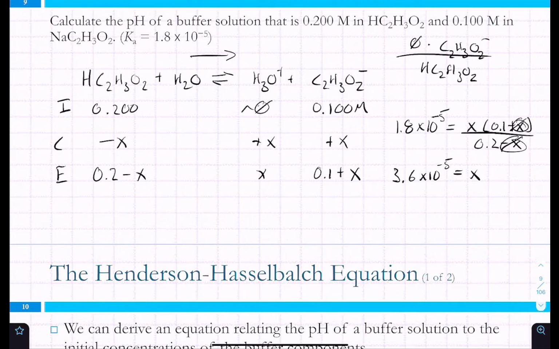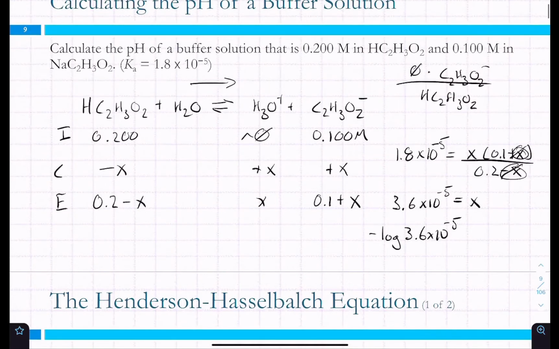So then our pH, because X is just going to be our H3O plus concentration, we do the negative log of that 3.6 times 10 to the negative 5. And that gives us 4.44 as the pH.